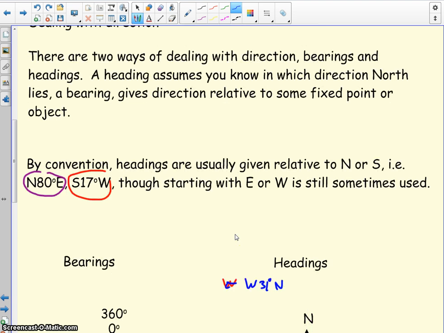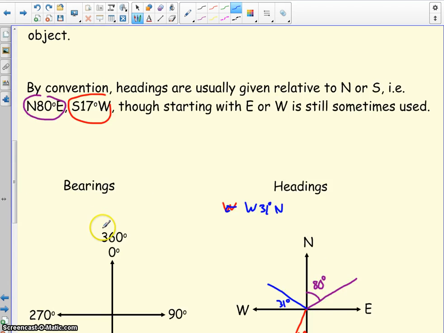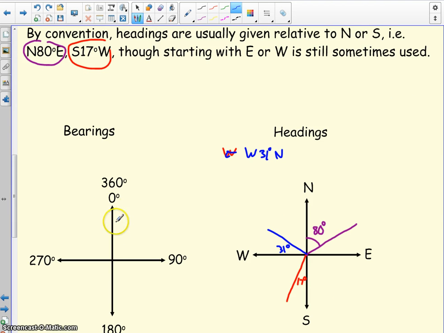Now, if I give you a bearing, again, it's the angle clockwise from true north. Let's say somebody's traveling on a bearing of 42 degrees. Well, from true north, 42 degrees clockwise is somewhere over here, so it's going off in this direction.